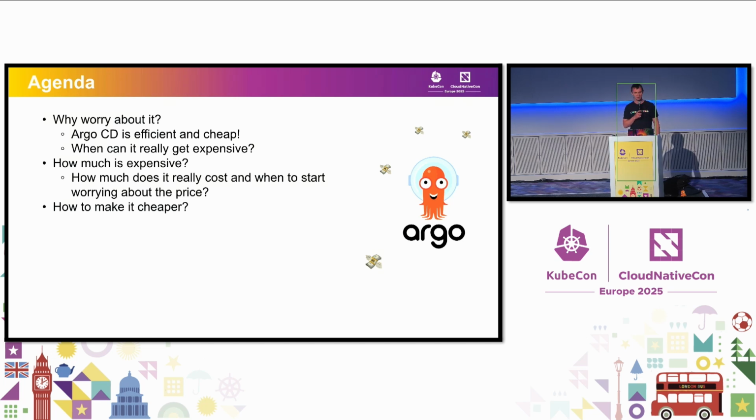Here is today's agenda. It's kind of simple. First, I want to convince you that this topic is worth a conversation. We all know that if you use Argo CD, it's cheap and very efficient until you have to run it at a really large scale. It can get expensive at some point, and I want to share some numbers of what expensive really means, so you can decide if it's time to invest some effort into reducing the bill and optimizing. I'm also going to share some lessons we've learned and solutions that you can apply to reduce the cost of your Argo CD.